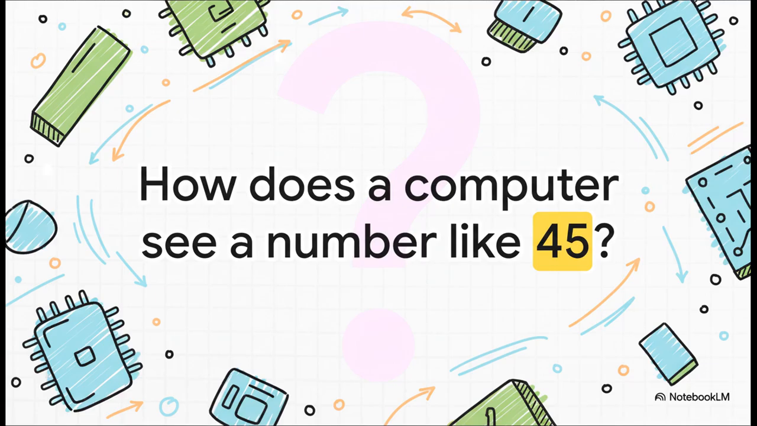You and I see the number 45, but a computer just sees a bunch of on and off switches, a series of zeros and ones. So how in the world does it get from our number to its language? That's the exact puzzle we're going to solve together right now.